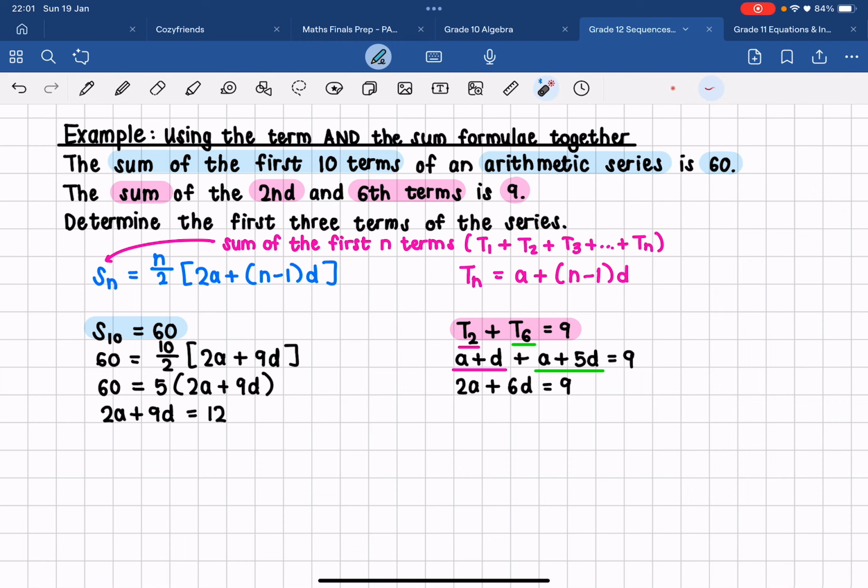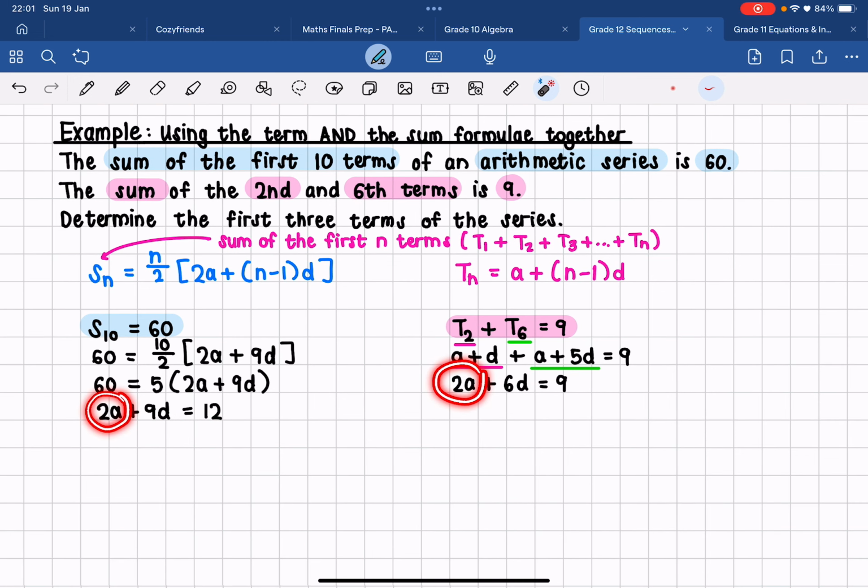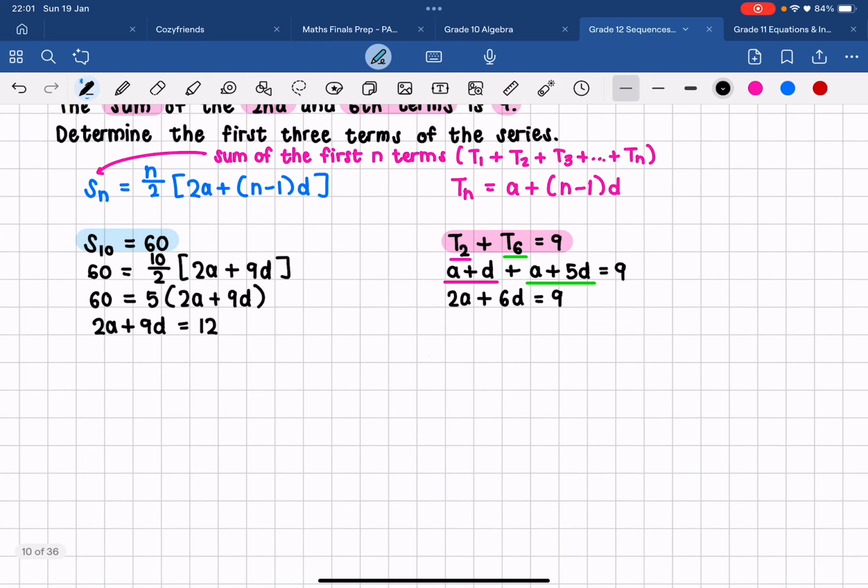So guys, we now have two simultaneous equations, and I'm hoping that you can notice that we have a 2A in both of these equations. So instead of making A the subject, I'm actually just going to make 2A the subject here, because then I can plug it straight into the place of 2A. That's actually a bit easier than making A the subject. So I'm going to say that 2A is 12 minus 9D. And again, since I have 2A in my other equation, I'm going to put that straight into that equation there. So instead of 2A, I'm going to say 12 minus 9D plus 6D is equal to 9.